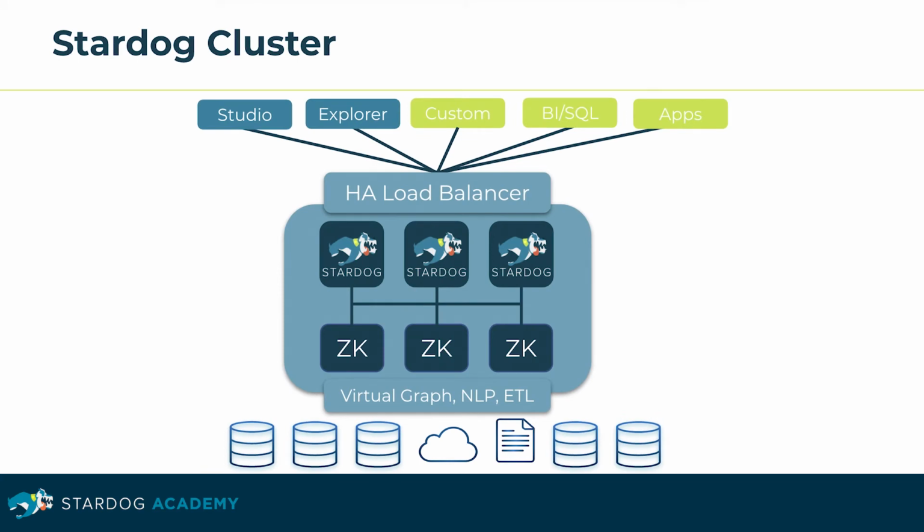So in this diagram, we see that we have our HA load balancer that is front-ending a network where we have 3 Stardog nodes and 3 Zookeeper nodes. Now the HA load balancer provides a single point of abstraction where Stardog Studio and Stardog Explorer, as well as custom applications, BI SQL endpoints, and other third-party applications can all talk to Stardog as a unified front.